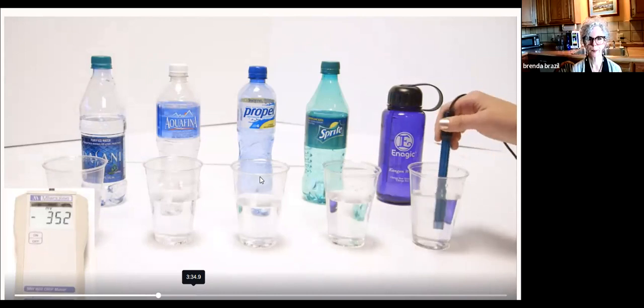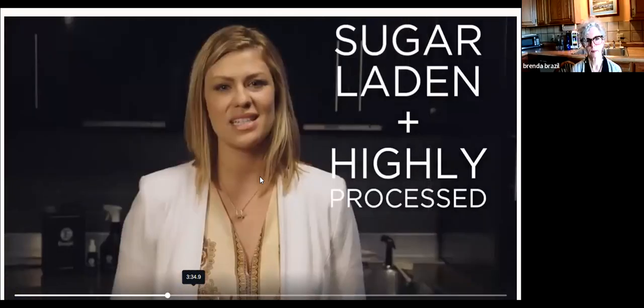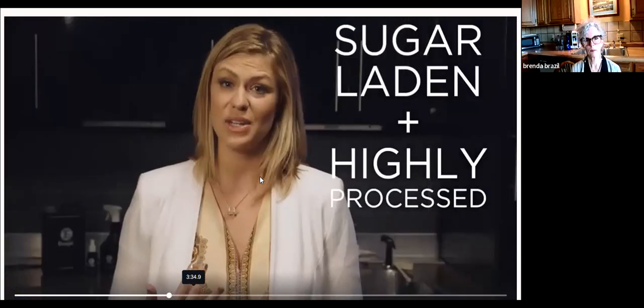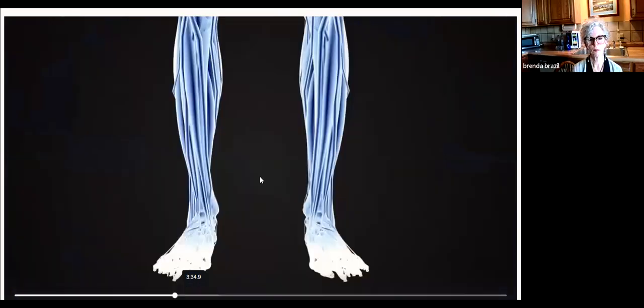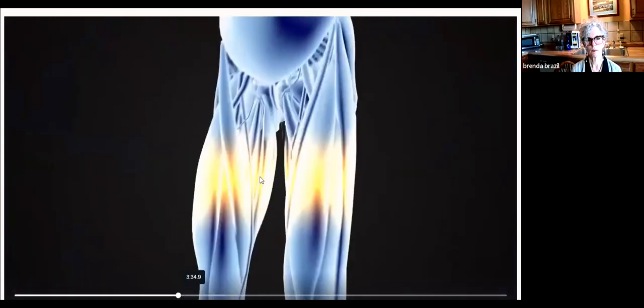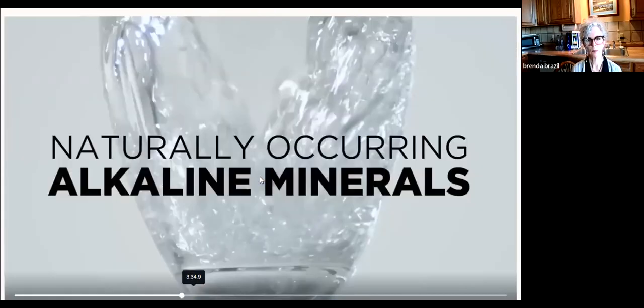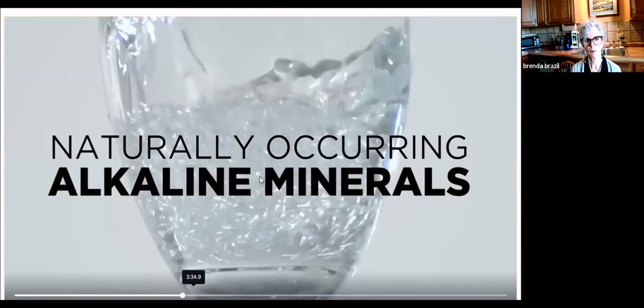Everything we eat or drink is either alkalizing or acidifying on the body. Unfortunately, the majority of us consume foods and beverages that are sugar-laden, highly processed, leaving our bodies in a state of acidosis, which can lead to illness and accelerate the aging process. By restoring the body to an alkaline state, we can regain control of our health. Since our bodies are over 70% water, the best way to do this is by drinking water with a good amount of naturally occurring alkaline minerals.